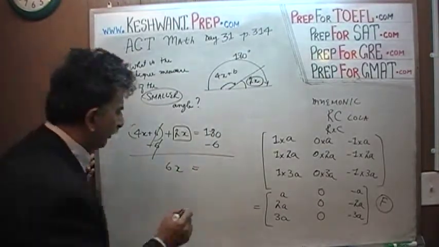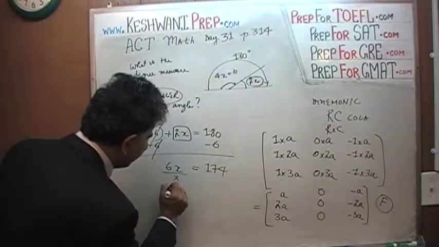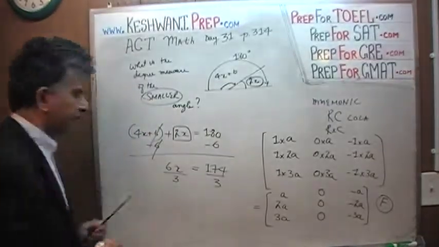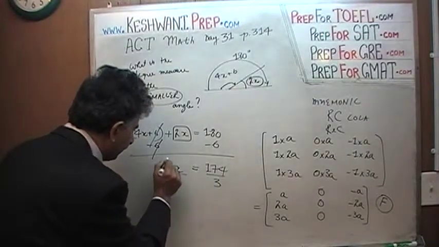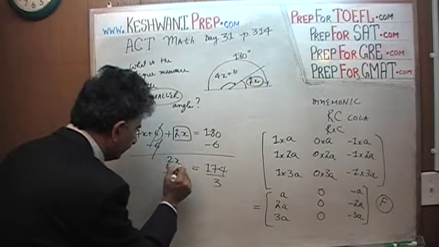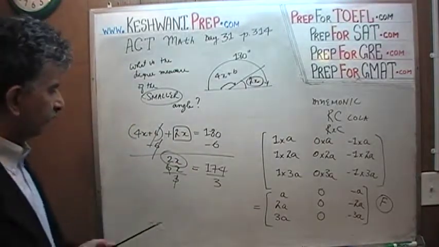180 minus 6 is going to be 174. Divide both sides by 3. Why 3? Because if we divide both sides by 3, then the 3 will cancel out with the 6, giving us 2x. You see? Now that's our unknown. We are interested in the 2x.